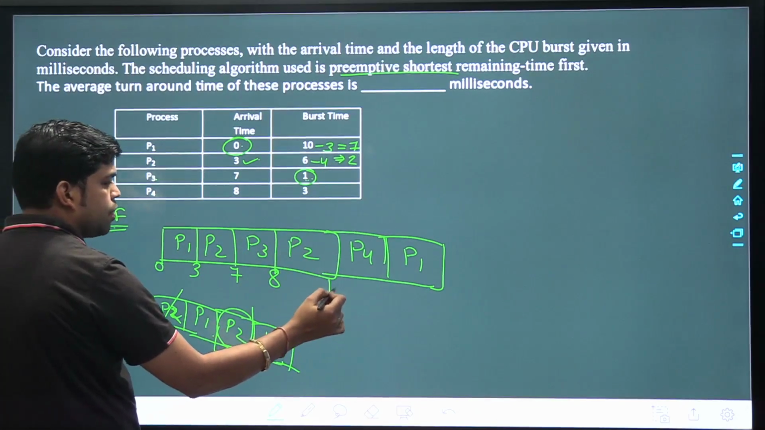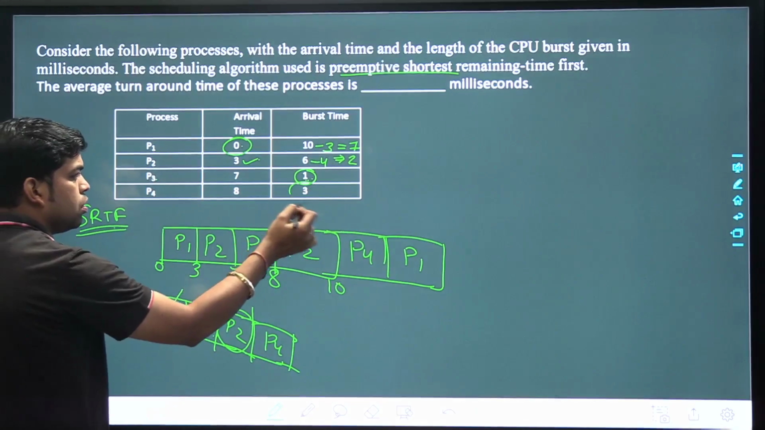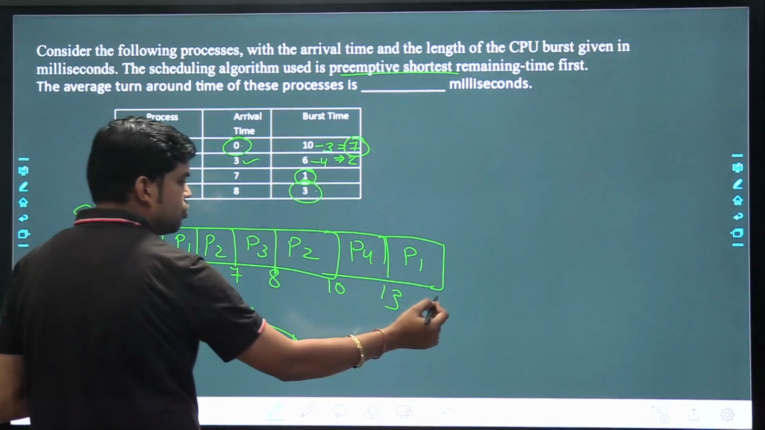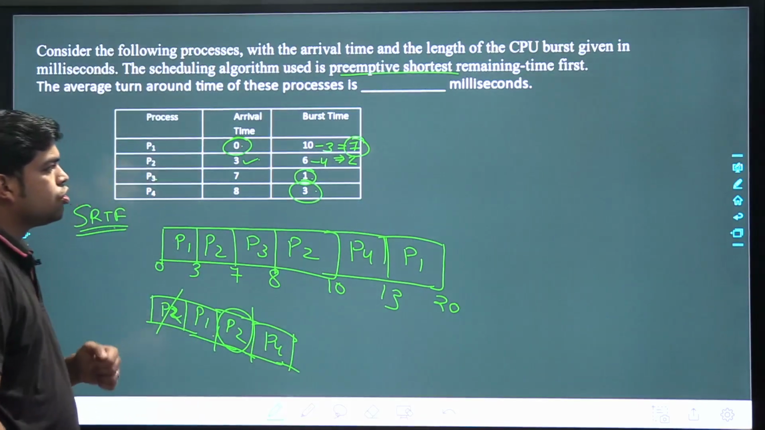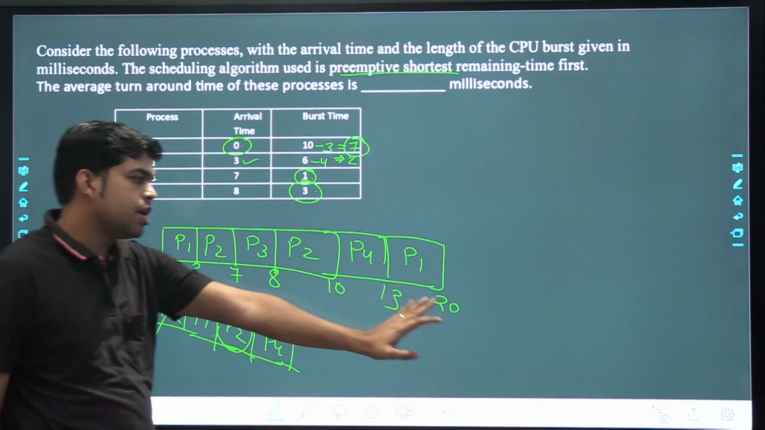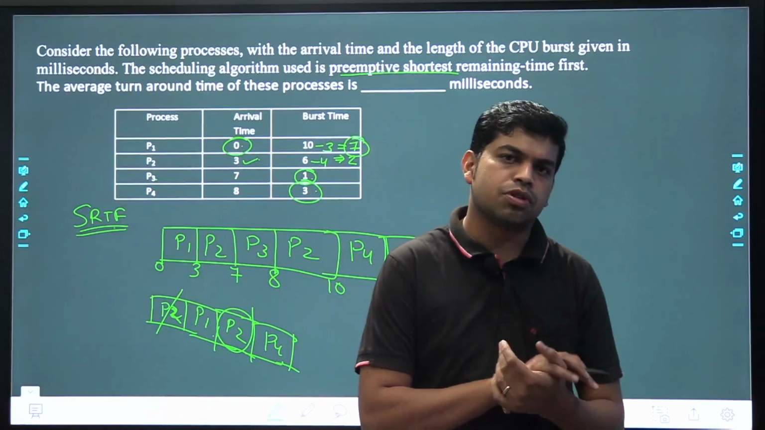2. So 8 plus 2, 10. For P4, there are 3, so 13, and that is 7, so that is 20. Got it? So you can add all that, 16, 17 plus 3, 20. So total 20 time at which all processes will finish.